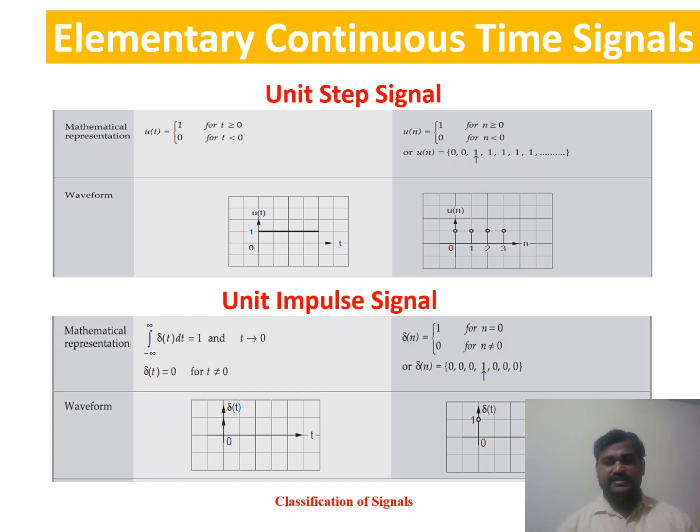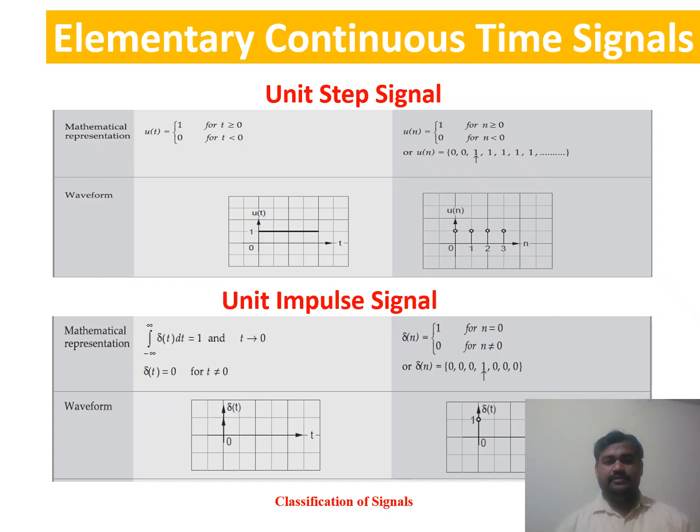Examples for a signal: traffic signal, ECG signal, EEG signal, power supply. These are some of the examples of signals. A signal may be a one-dimensional signal, two-dimensional signal, or multi-dimensional signal.